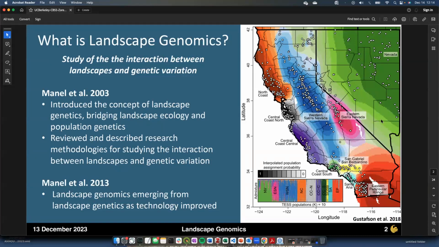But Stephanie Manel and her group, based out of France, are really, really influential in this entire landscape genomics area. And they're really behind a lot of the development of the software that we'll be talking about today, and some of these ideas about how to analyze population genetics data.